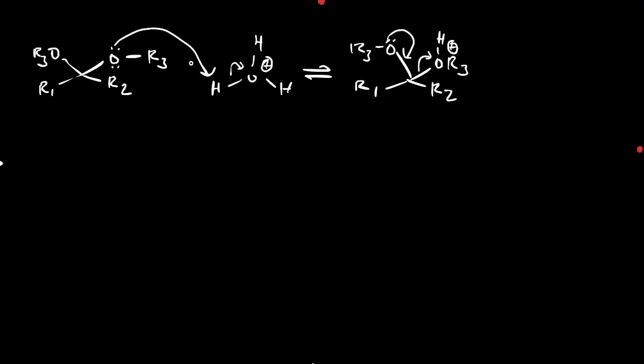This is a good leaving group. So this protonation is really just turning this OR3 into a good leaving group. So now we have a good leaving group, so we can push these electrons down to form a double bond, kicking off one of our R3 OHs there. And by doing so, we end up with this guy right here.